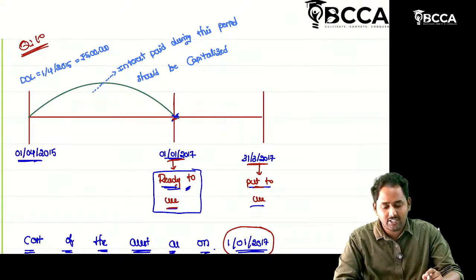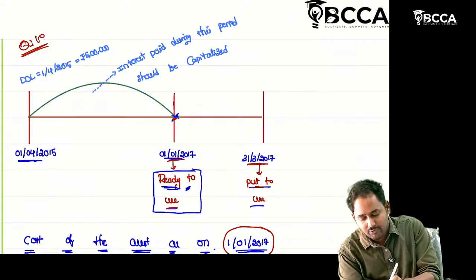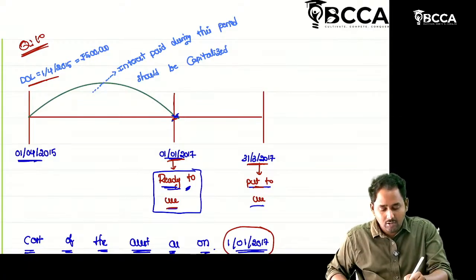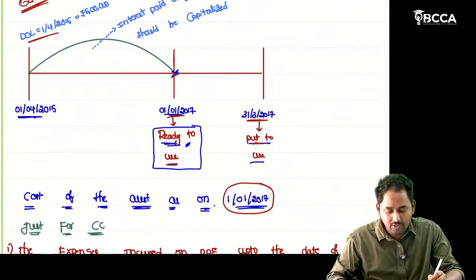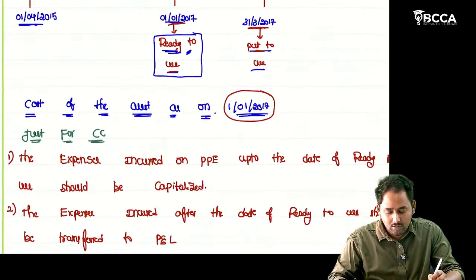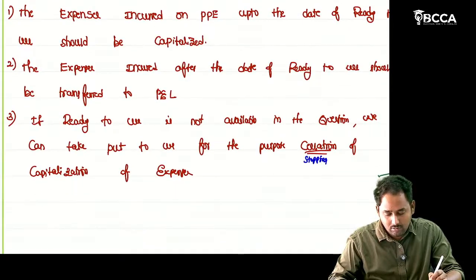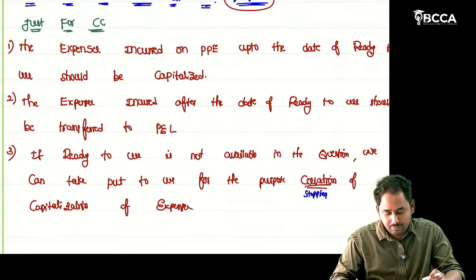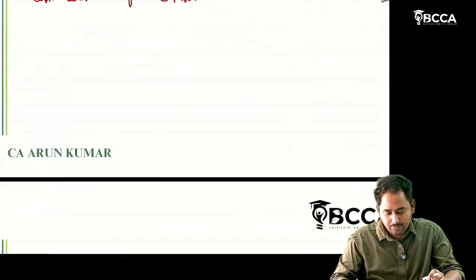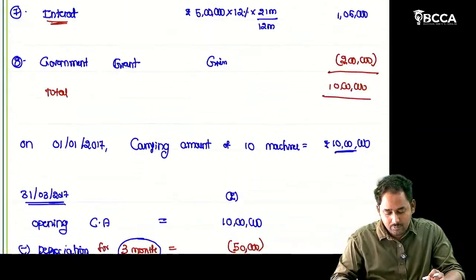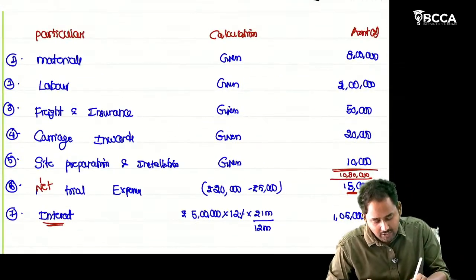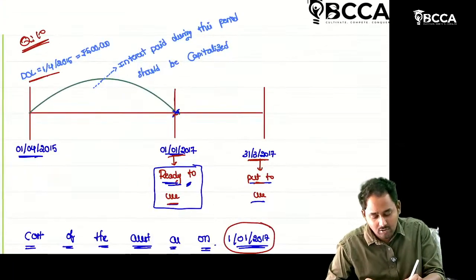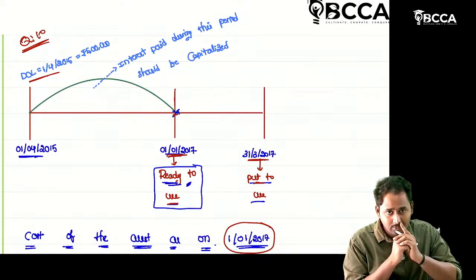Let's find out what is the interest. Date of taking the loan is 1/4/15. And the interest cost should be added to the cost of the asset. When should we stop it? On 1/1/2017. So 5 lakh into 12% into. So when should we stop the capitalization of the expenses? On ready to use, 1/1/2017.